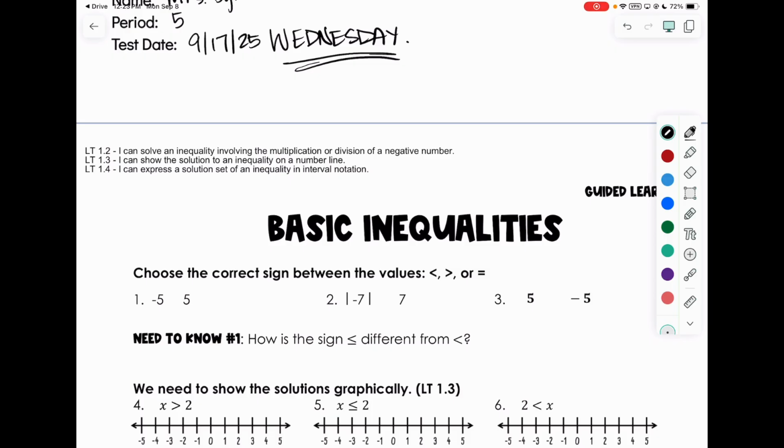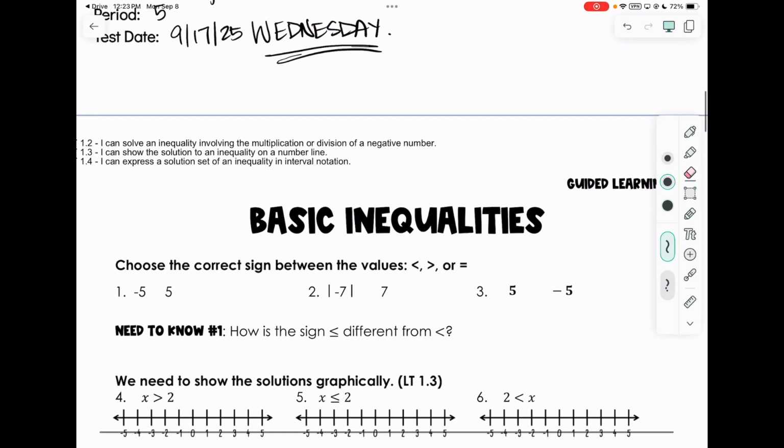So choose the correct sign between the values. Between -5 and 5, should it be -5 is less than or -5 is greater than? Less than, thank you. Here we go. Let me change it to red. Less than. Okay. Is absolute value of -7 less than or greater than or equal to 7?